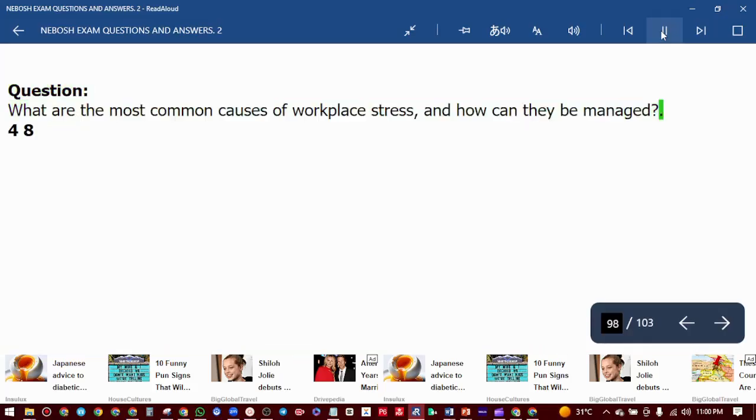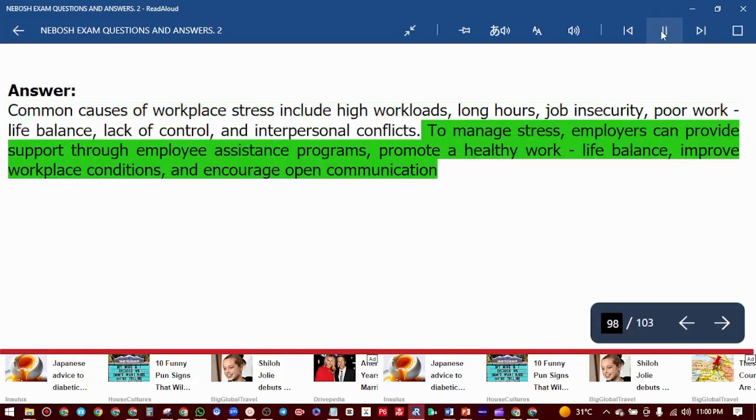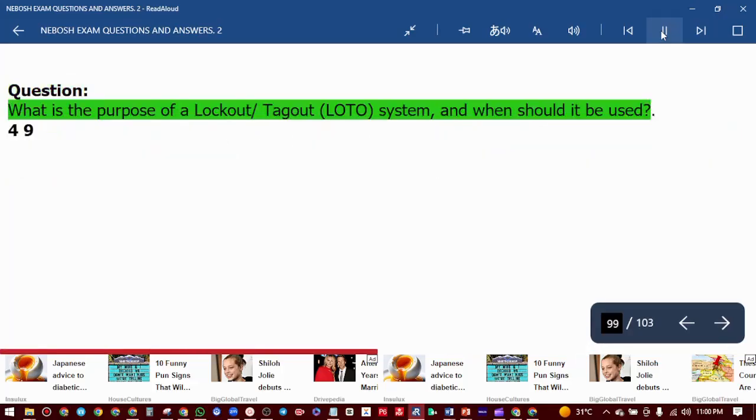48. Answer: common causes of workplace stress include high workloads, long hours, job insecurity, poor work-life balance, lack of control, and interpersonal conflicts. To manage stress, employers can provide support through employee assistance programs, promote a healthy work-life balance, improve workplace conditions, and encourage open communication. Question: what is the purpose of a lockout/tagout (LOTO) system, and when should it be used?